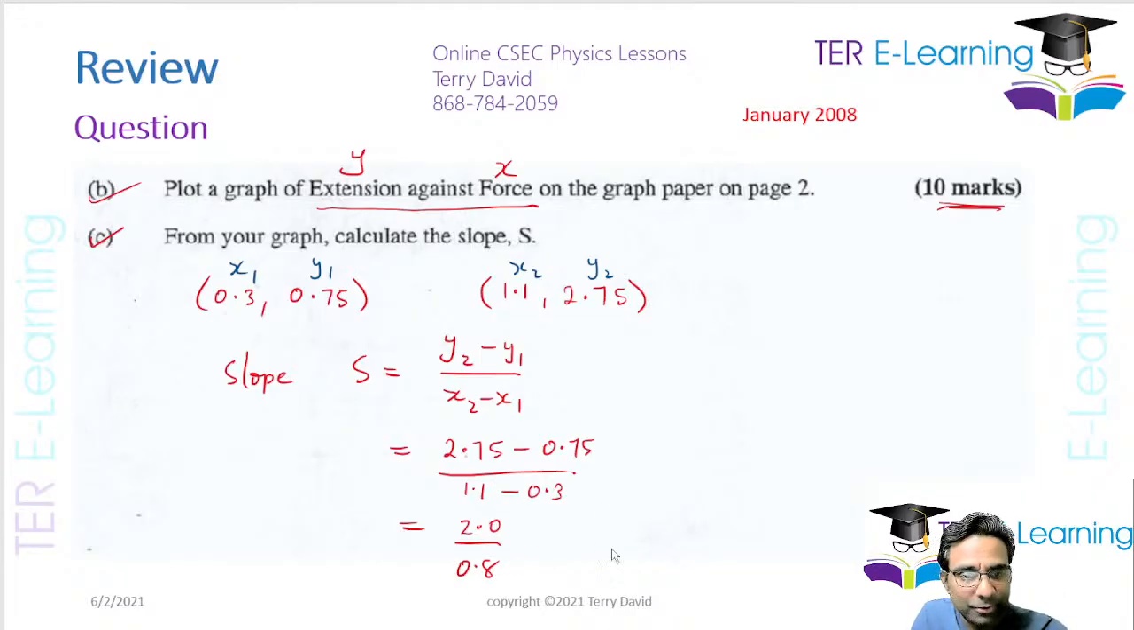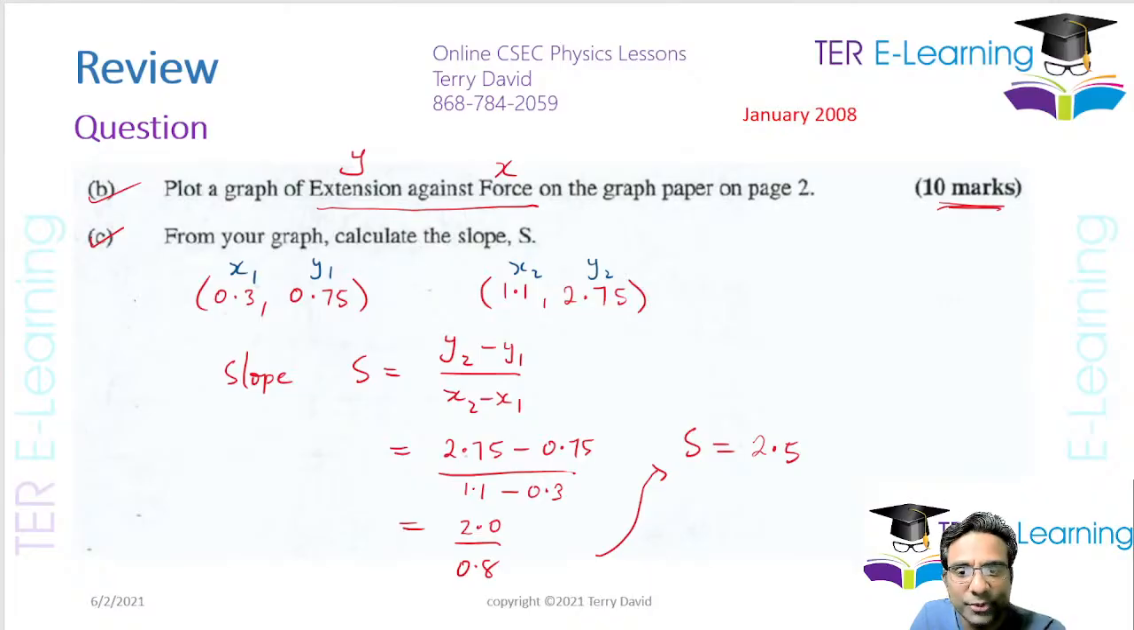And then you're going to write down what your answer is, right? So then I'm going to say my slope S, so use your calculator, that's 2 divided by 0.8, and I'm going to get 2.5. So it's 2.5, right? And sometimes they may ask you for the unit.